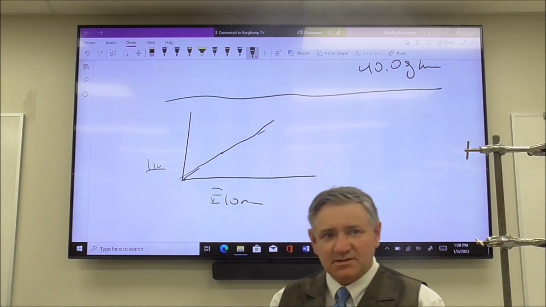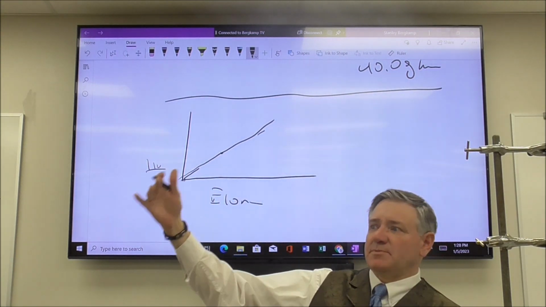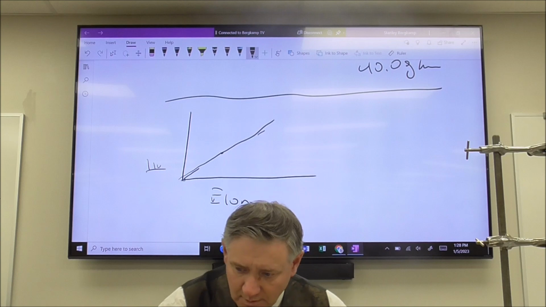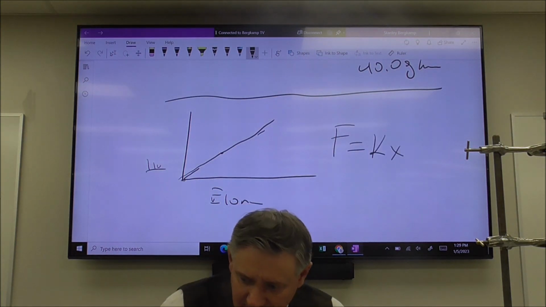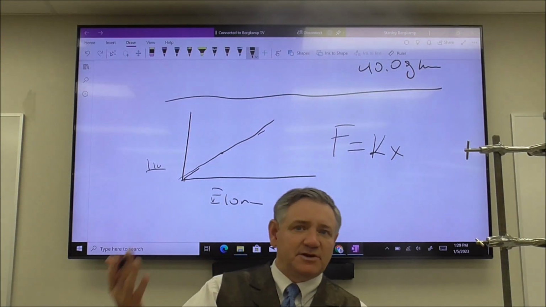Remember, this is what's known as Hooke's law, which basically says the force is proportional to your elongation. So you're going to work off this idea that F equals Kx. All this is a linear function.